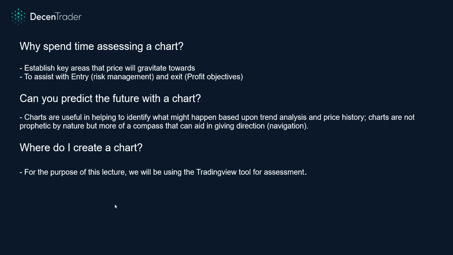Do we want to buy the asset now? Do we want to sell the asset now? So can you predict the future with a chart? A chart is a history of what's happened with the asset over price and time. What I like to think of it as is a compass. You've got a compass and a map of the history. You've got a history book, and you can see, using your compass and your history book, what might happen in the future.